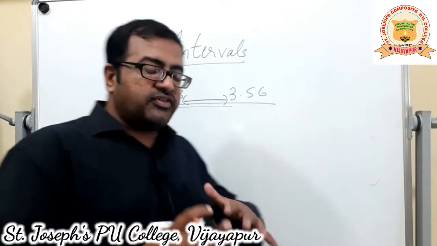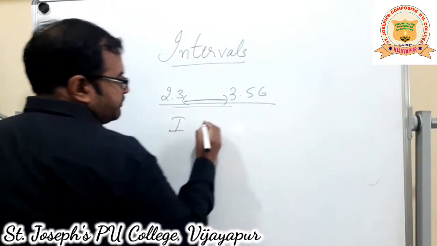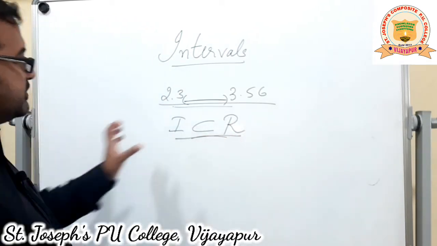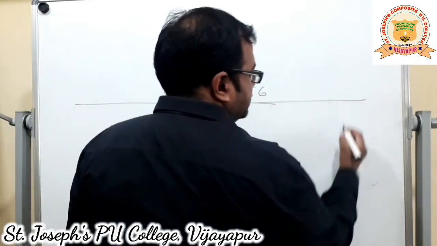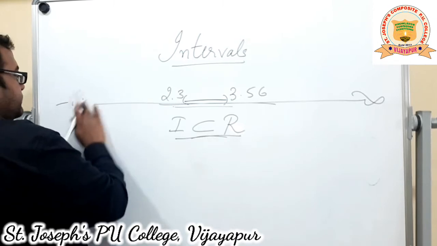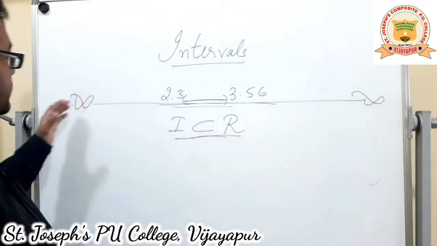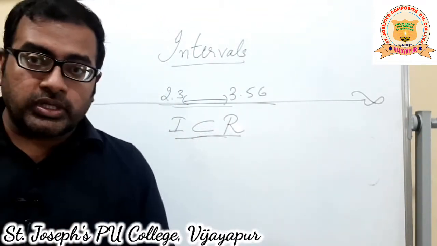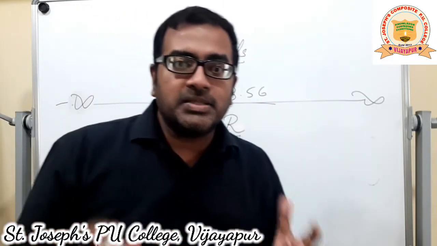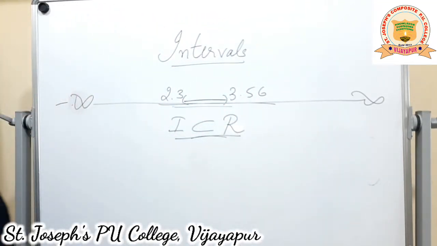So there are different kinds of interval. Basically, if I take any interval I, it is a subset of real numbers. Real numbers is too huge, right? It extends from negative infinity to positive infinity. So we are now talking about small parts taken within the real numbers. Each part again has infinite elements. Now let us look at those intervals.